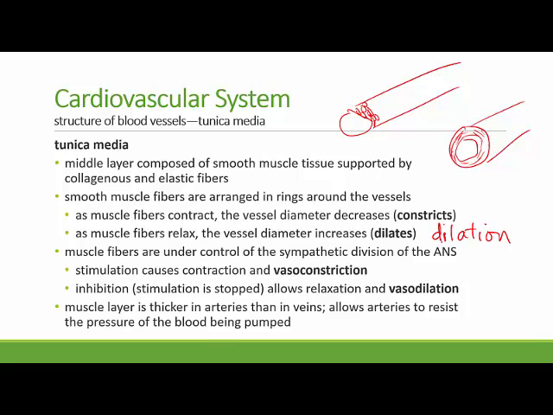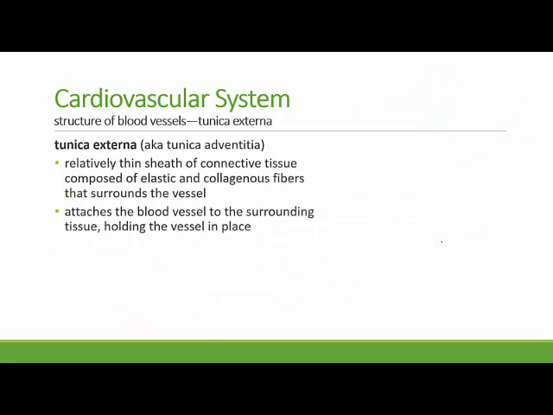Okay, so that's tunica media, the muscular layer. And then last of all is the tunica externa, also sometimes called tunica adventitia. This is a relatively thin layer of connective tissue with elastic and collagenous fibers that surrounds and kind of holds in all the materials that build the blood vessels. And its real function is to hold the blood vessels in place where they are. So it's the construction material that helps to anchor the blood vessel where it's supposed to be.